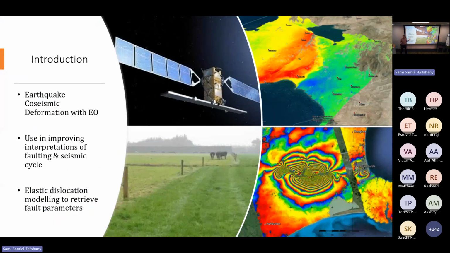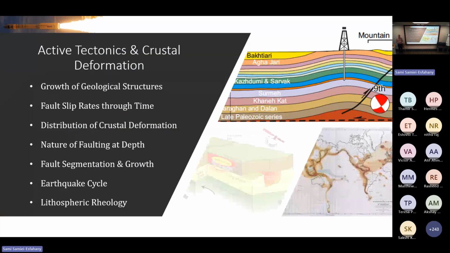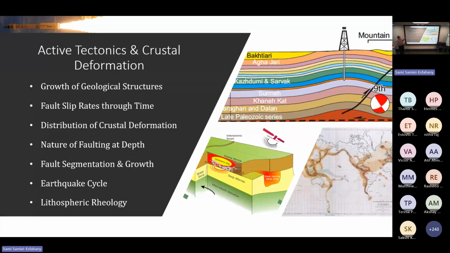The earthquake and coseismic deformation part. We want to understand earthquakes so that we can improve our interpretations of faulting, the active faults that generate earthquakes, and the seismic cycle itself. And we will use elastic dislocation theory to model those to retrieve parameters we want to know about a fault, its orientation in space, how much it's moved. And the reason we want to do this is because the earthquakes tell us something about the growth of geological structures, fault propagation folding, for instance.